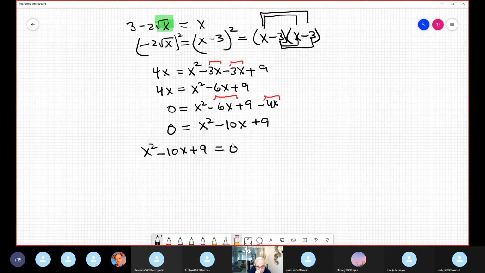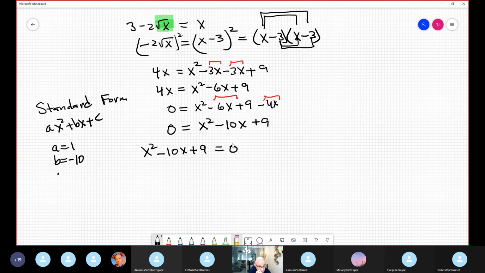Nice. This is a standard, super standard form to express the quadratic equation like that. Ax squared plus bx plus c. Es obvio que a es 1. Es obvio que b es minus 10. Es obvio que c es 9. Entonces, this I make a decision. Solving by quadratic formula or by factorization.